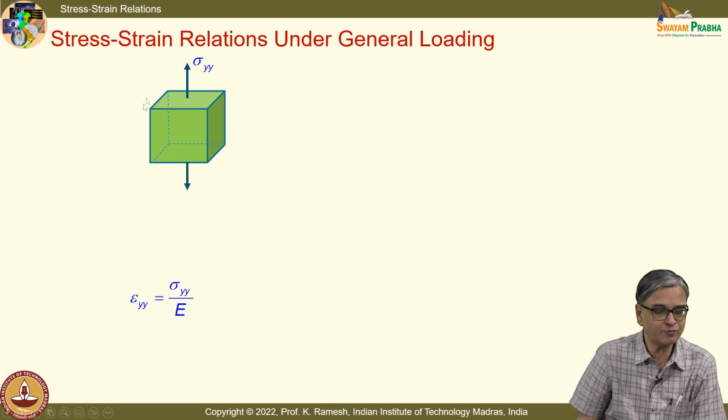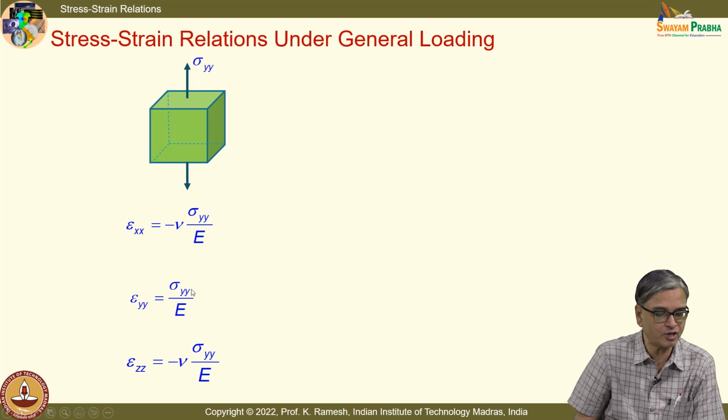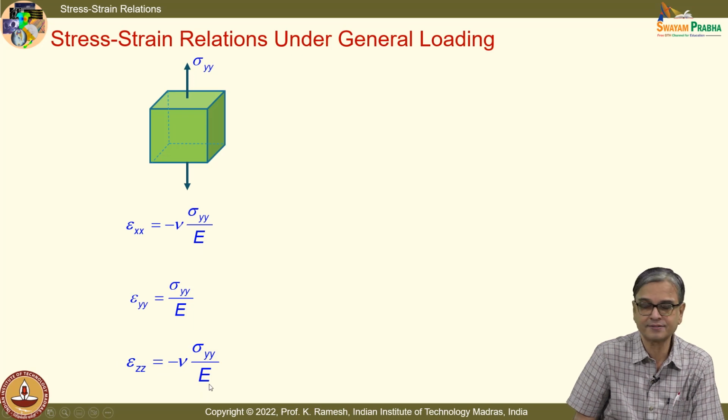Now, let us summarize what we have learned in uniaxial loading. In uniaxial loading, I have got epsilon yy as sigma yy divided by Young's modulus, and epsilon xx as minus nu times sigma yy by Young's modulus, epsilon zz as minus nu times sigma yy by Young's modulus.